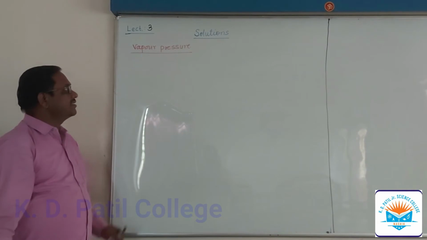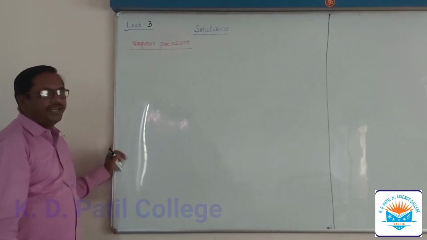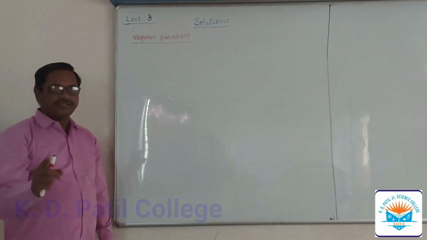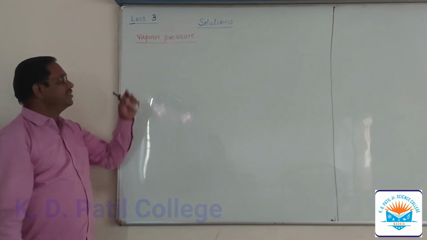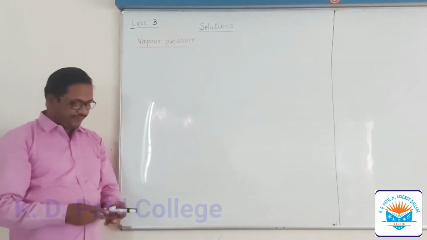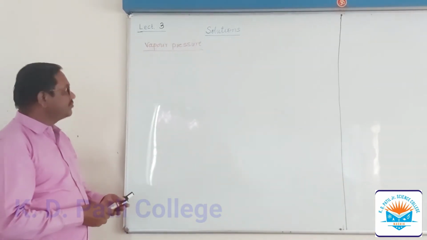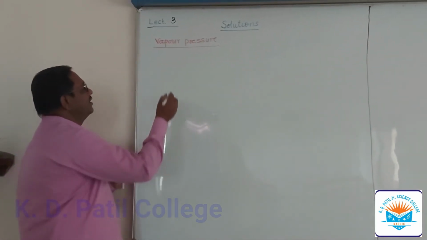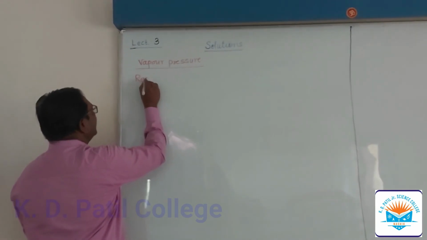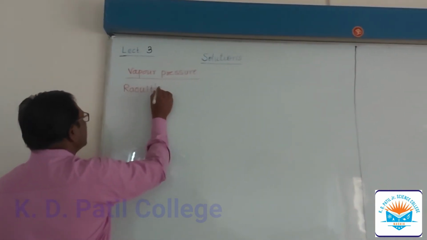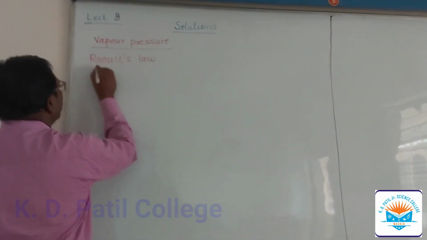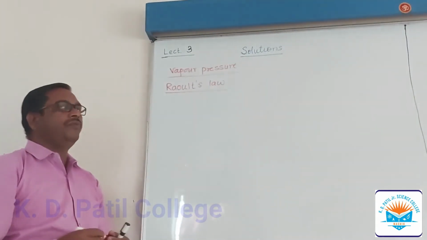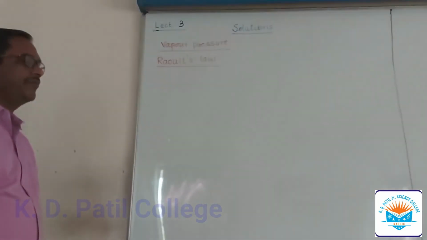The pressure exerted by the vapors of a liquid on its surface, which are in equilibrium with the liquid state at a given temperature, is known as the vapor pressure. Now related to this vapor pressure, we are going to discuss one more point here, that is Raoult's law. This is a very important part of vapor pressure, that is Raoult's law.